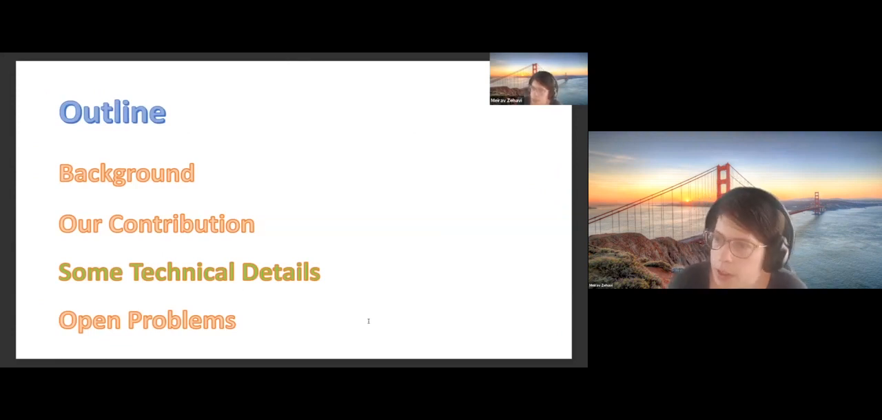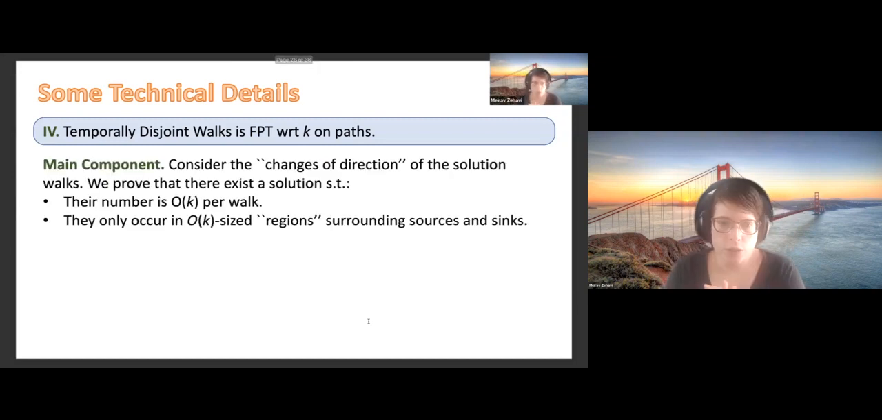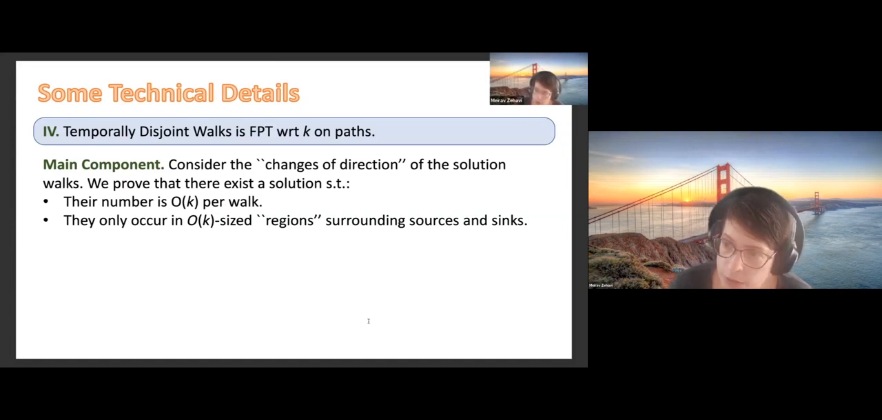So now let me give you some technical details for this last result that I mentioned. So we want to prove that temporally disjoint walks is FPT with respect to k, the number of terminal pairs on a path. Okay. So the main idea is to try to reduce this problem to the case of temporally disjoint paths, which we already know is FPT with respect to k. It's even FPT for trees.